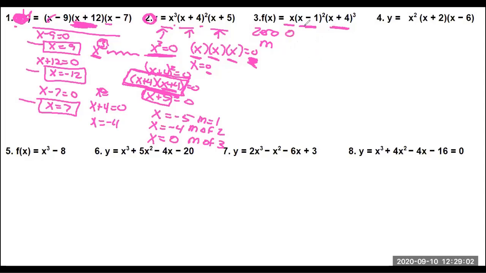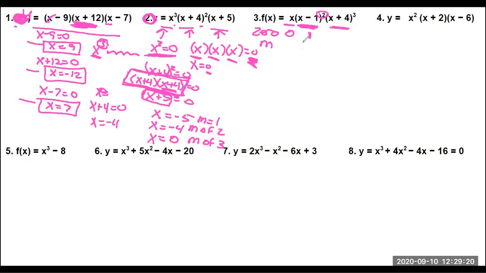Now, take a look at this next one. It says x minus 1. So what's going to make that equal to 0? What would x have to be so that factor equals 0? 1. And so it's going to be a 1. Now, how many times did that factor happen?